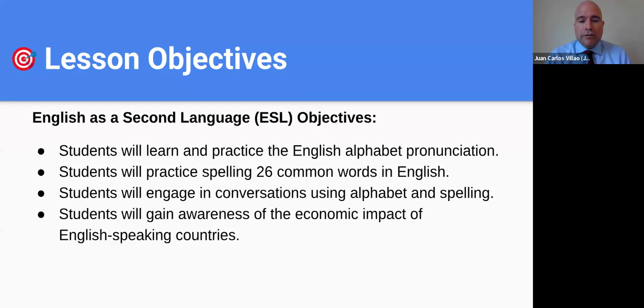Students will engage in conversations using the alphabet and spelling, and then students will gain awareness of the economic impact of English-speaking countries. So it's going to be a fascinating topic. That last objective, regarding gaining awareness of the economic impact of English-speaking countries, is going to be part of our icebreaker. So it's going to be a very fun icebreaker.